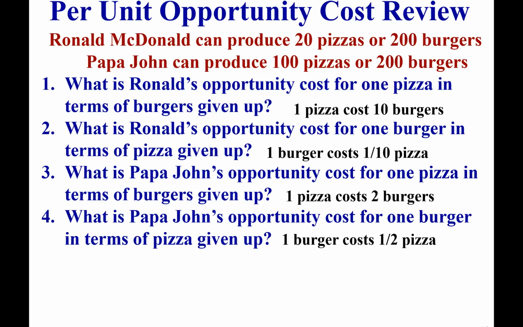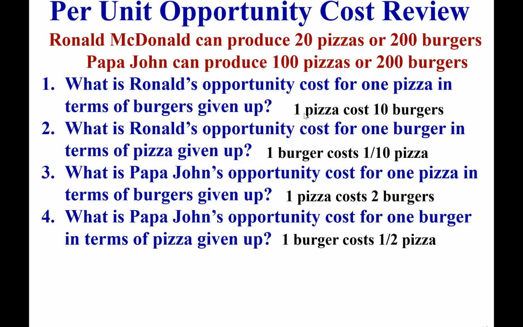So now we can do comparisons, because before we had the total production possibilities for Ronald and Papa John, but we didn't have a clear understanding of who could do what more efficiently. Now with this information, we can do some calculations and see who can produce cheaper pizzas, and by cheaper I mean at a lower opportunity cost, and who can produce burgers at a lower opportunity cost. And without going any further, we can take a quick look.